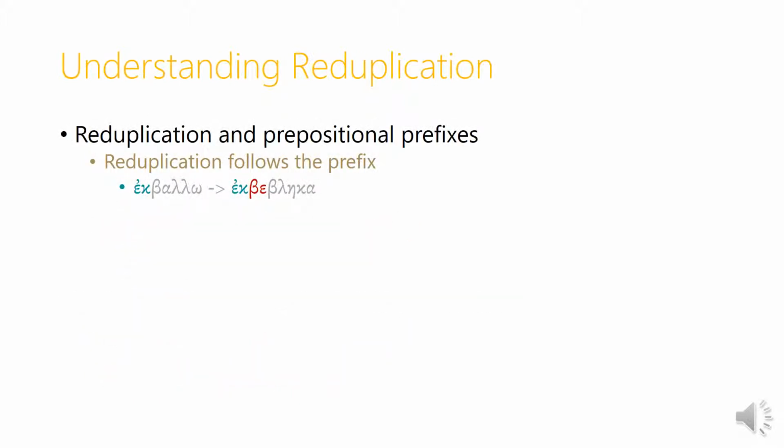Finally, with prepositional prefixes, just like with an augment, the reduplication happens after the prefix at the beginning of the main stem of the verb. So the main stem of ekbalo is bal, and so the reduplication will come after the ek, and we get ekbebleka.